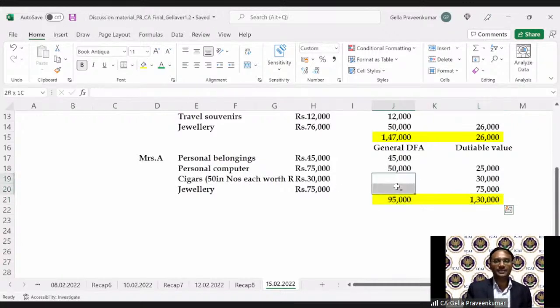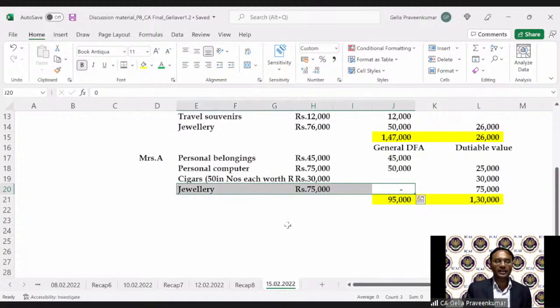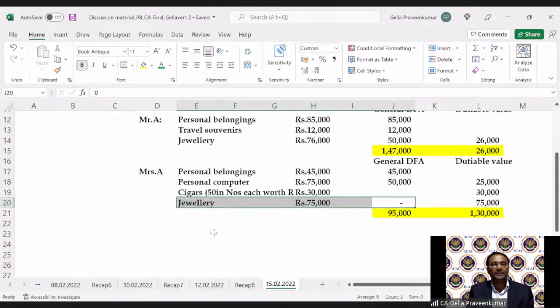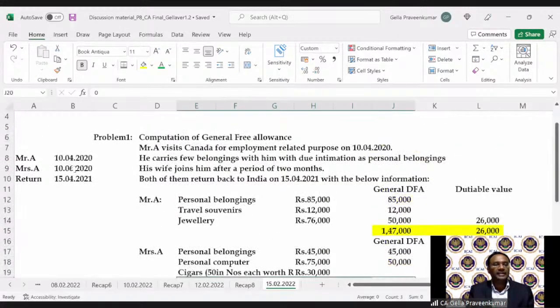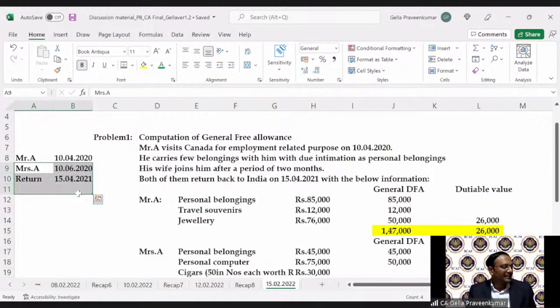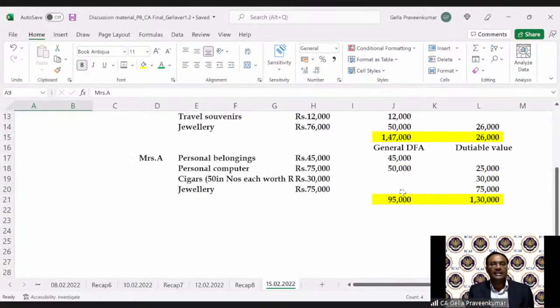I'll repeat the last point for the benefit of other students. Jewelry. As per Rule 5, I can claim a benefit of 1 lakh in case of a female. So Mrs. A was under the impression that she can claim this entire 75,000 as a relief compared to Mr. A. Unfortunately, Mrs. A was not a passenger residing abroad for more than 1 year. Since she was not there for more than 1 year, this entire 75,000 she cannot claim. I have to offer it for payment of duty. So this is what we have to look for Mrs. A.